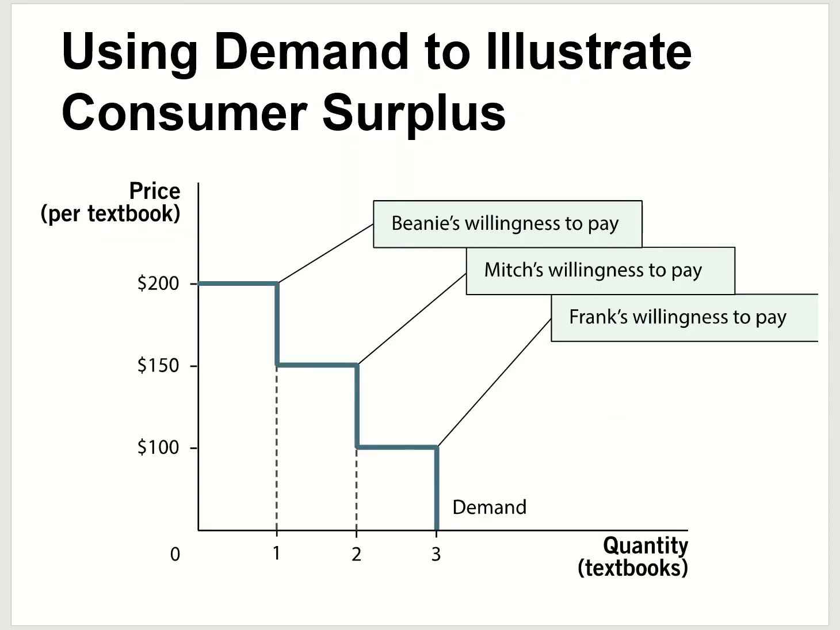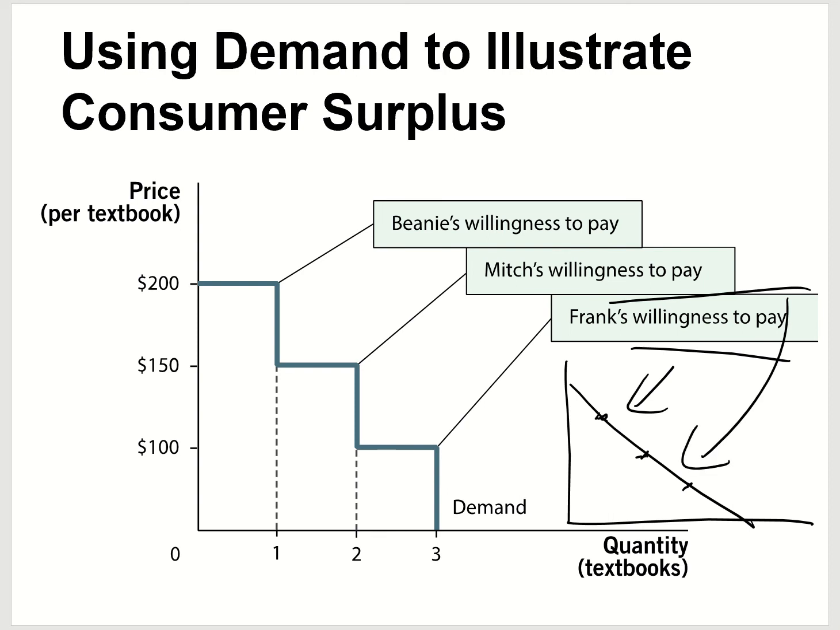We can also draw the demand curve with each consumer's willingness to pay. On the regular demand curve, when it's going down in a straight line, each point on the demand curve is a consumer's willingness to pay. But since we have only three consumers, it wouldn't be a straight line; it would be a little staircase. Every single step is a consumer's willingness to pay. Beanie is willing to pay $200, Mitch $150, and Frank $100. Again, each step of the demand curve is a consumer's willingness to pay.